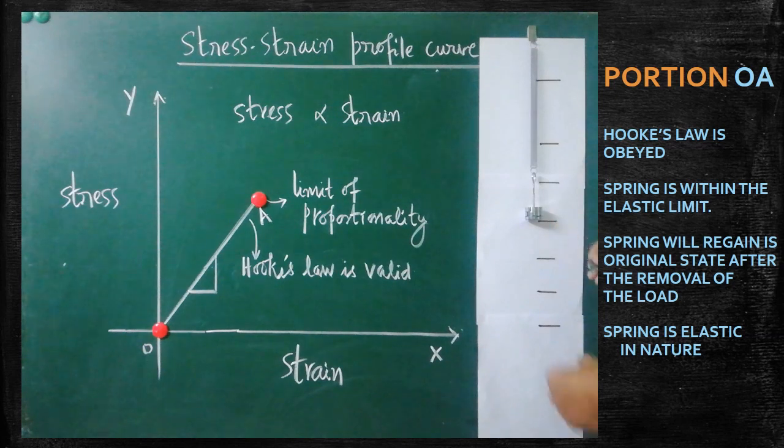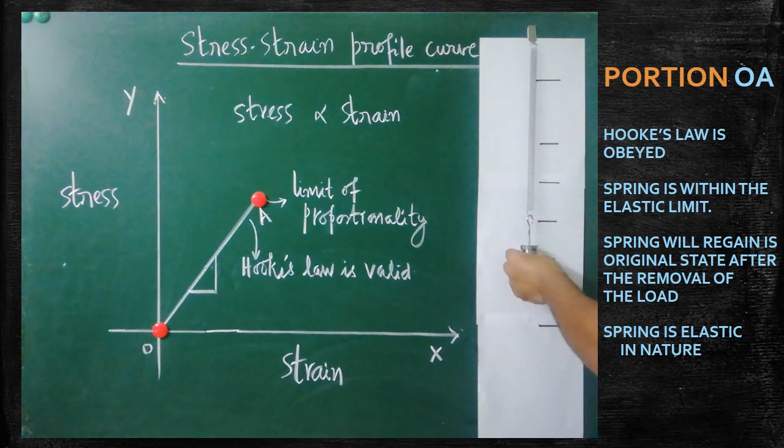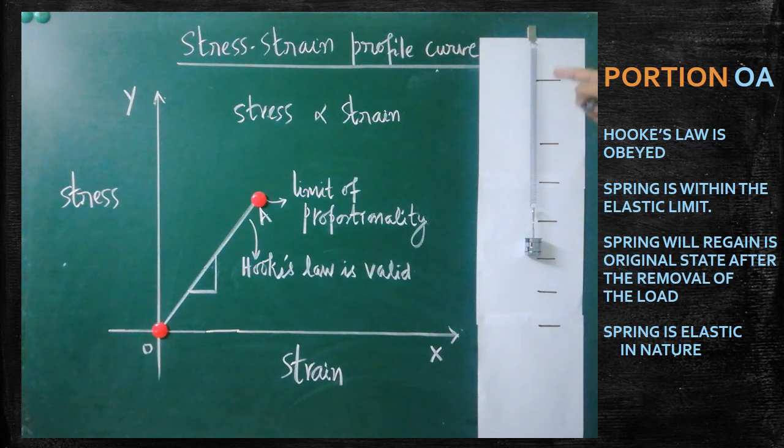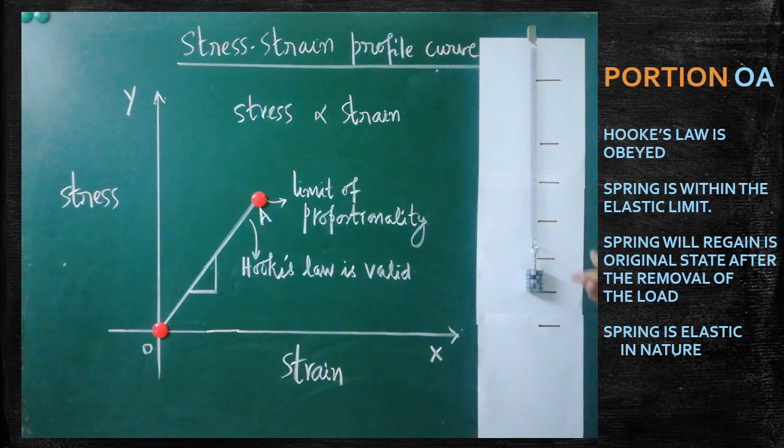Look at the marking here. Now I am going to add one more 50 gram. The total weight is 200 gram. More stress is given to the spring and it is strained more. The strain within the spring is more. Note down the reading here. Now furthermore 50 gram is added. After adding 50 more gram, total weight is 250.